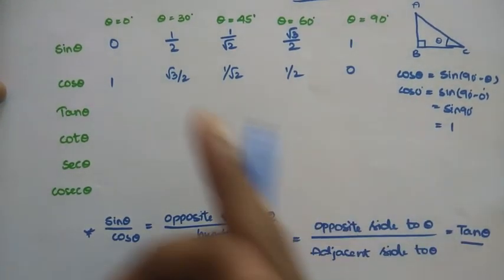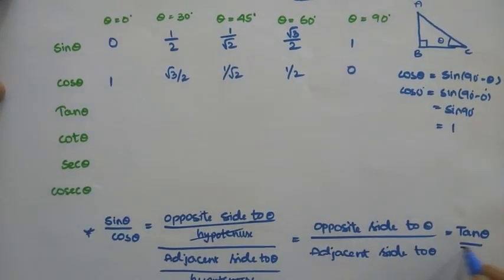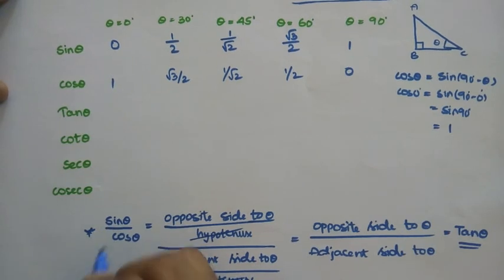Now we need to calculate these tan values. I already told you, tan theta is nothing but sin theta by cos theta.